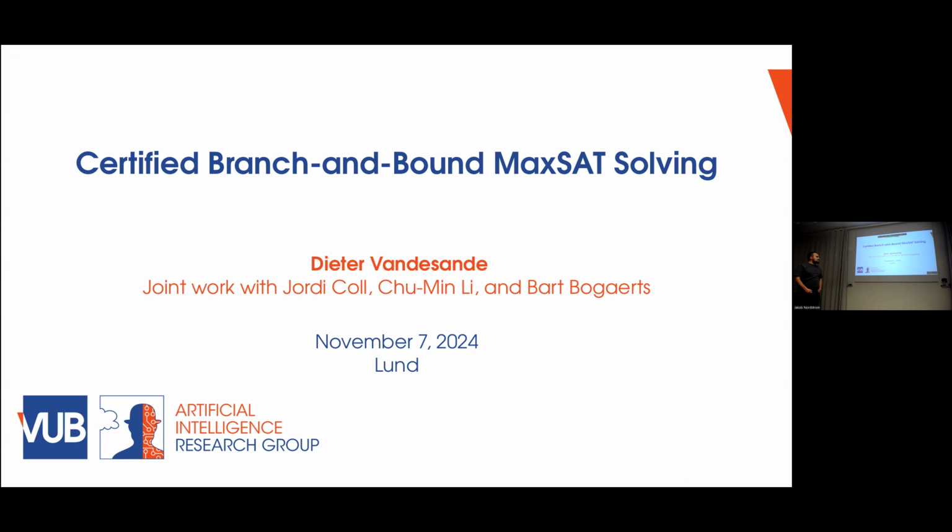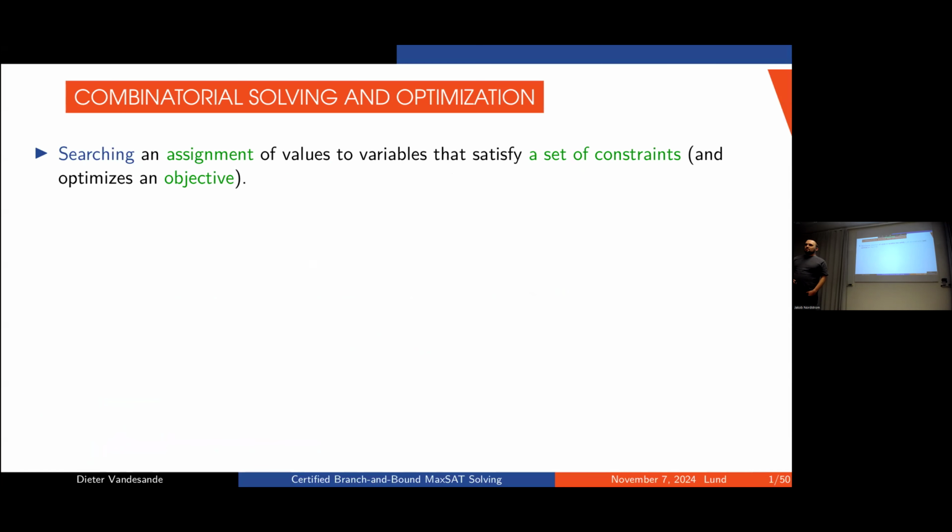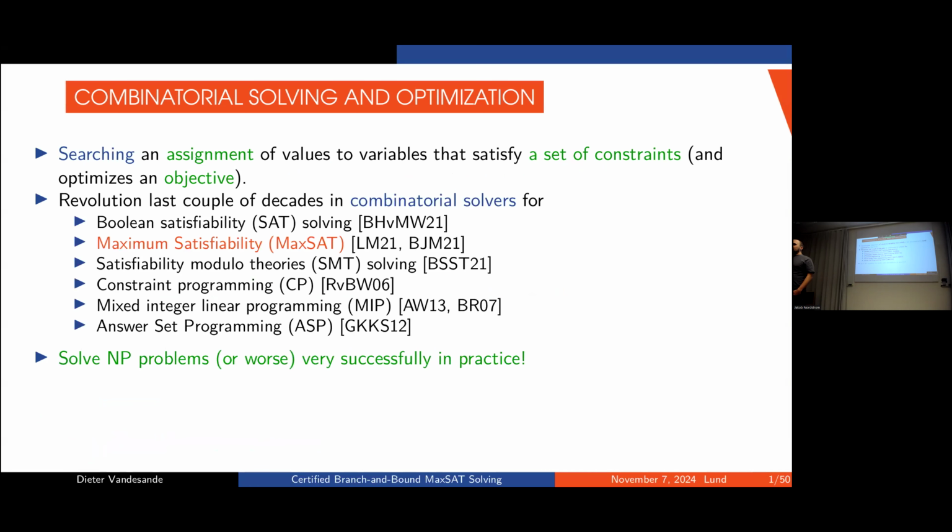So this is joint work with Jordi, Chumin, and Bert. And I guess we're all here because we like to work at combinatorial search and optimization. And we are pretty good at it already. I mean, in the last few decades, we have seen a big revolution in the efficiency of these kind of solvers. And we can nowadays solve very difficult problems in a reasonable time.